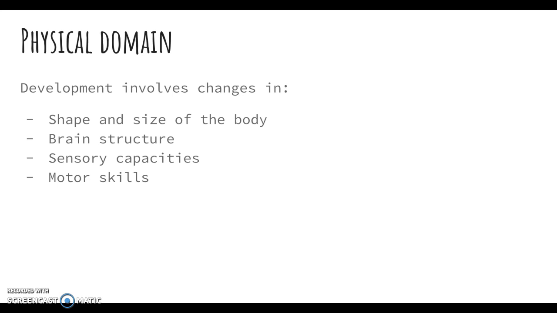So the physical domain also refers to brain structure. The brain is a physical organ. So what the brain can do, and its size, especially in infancy and early childhood, it's growing. And then different parts of the brain are responsible for different functions in the body. Sensory capacities refers to vision, sight, taste, and understanding how far I am away from something, or how deep it might be.